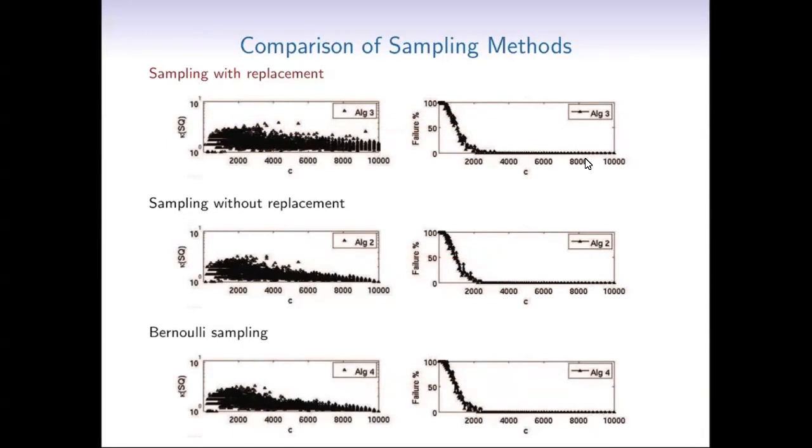So if you want to look closely, what do we have here? On the horizontal axis, we have the number of samples. So here we sampled 2,000 rows, 4,000, 6,000, 8,000. So you see that for sampling with replacement, as soon as we sampled 2,000 rows, about 20% of the rows, the probability that we get a rank deficient matrix is 0. It stays 0. The same for the other 2 sampling methods.